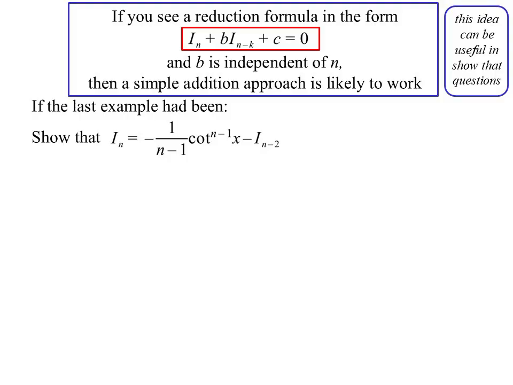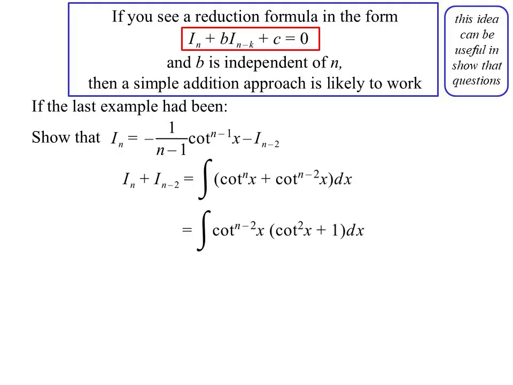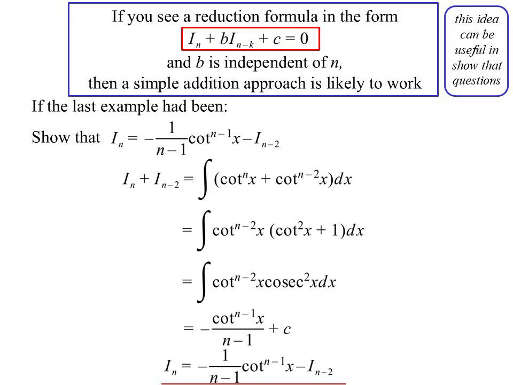The coefficient of the thing I'm reducing to is -1, which is simply a multiple of the other one. How about I just work out what In plus I(n-2) is? That would become the integral of cot^n plus cot^(n-2), which has a common factor of cot^(n-2). Cot squared plus 1, I know that's cosec squared. Oh look, I've got derivative times function, that's -cot^(n-1)/(n-1). Now I just rearrange it and I've shown the formula. So just keep an eye out for that, and use it if that happens to be the case.